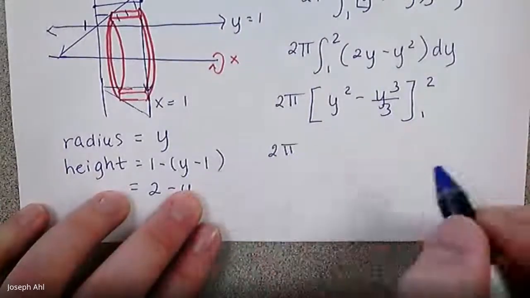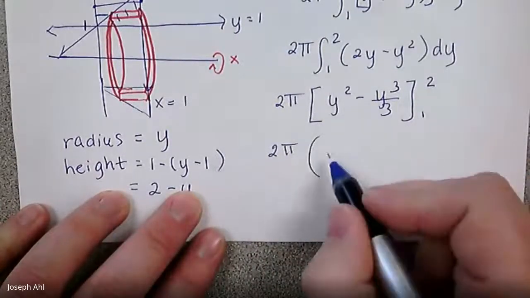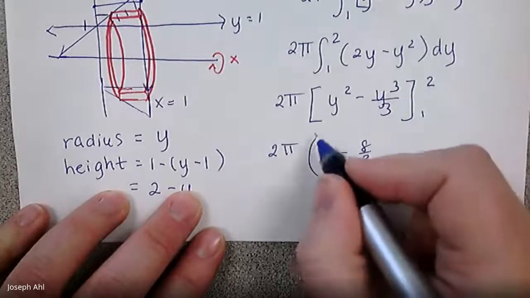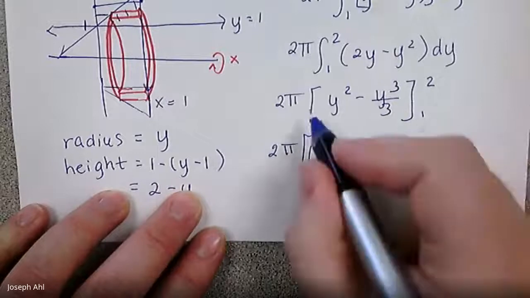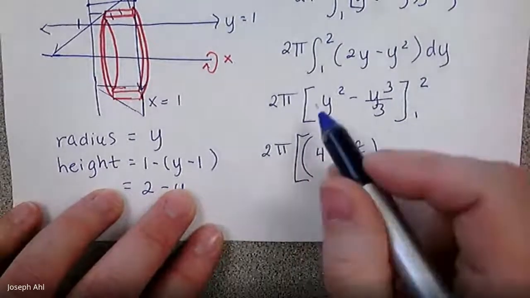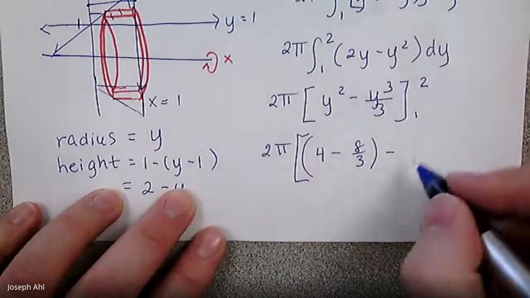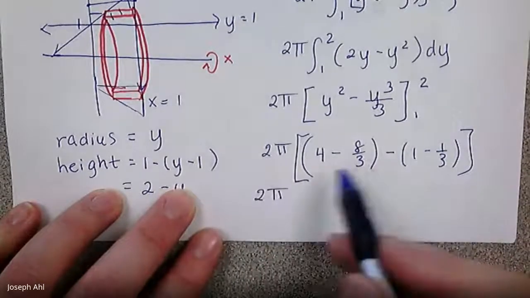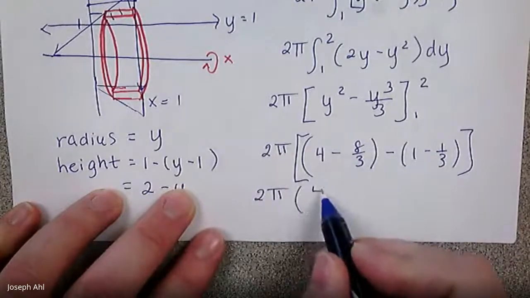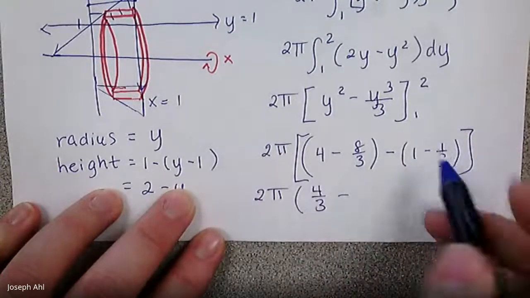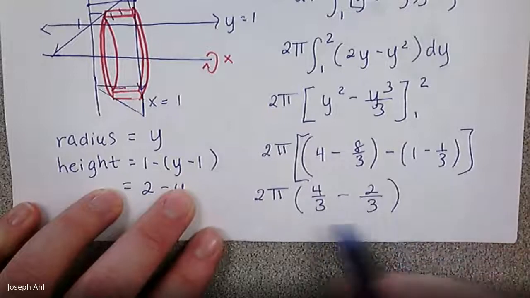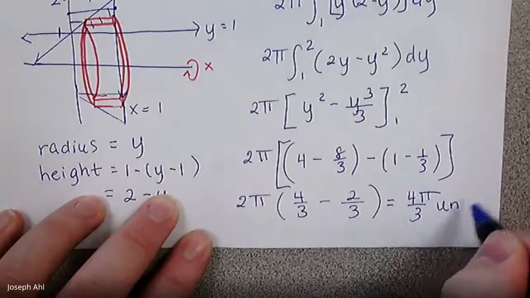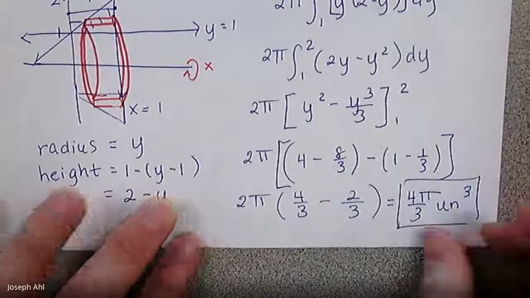which would be 2 pi times, plug in the 2, 2 squared is 4, and then minus 2 cubed over 3 would be 8/3. Okay, let me get a bracket here. Minus when I plug in the 1, we're used to having a 0 there, so just make sure you carefully plug in the 1. You're going to get 1 minus 1/3. So 12/3 minus 8/3, that's 4/3 minus 1 minus 1/3 is 2/3. So 2 pi times 2/3 that's left over is 4 pi over 3, and this would be cubic units there.